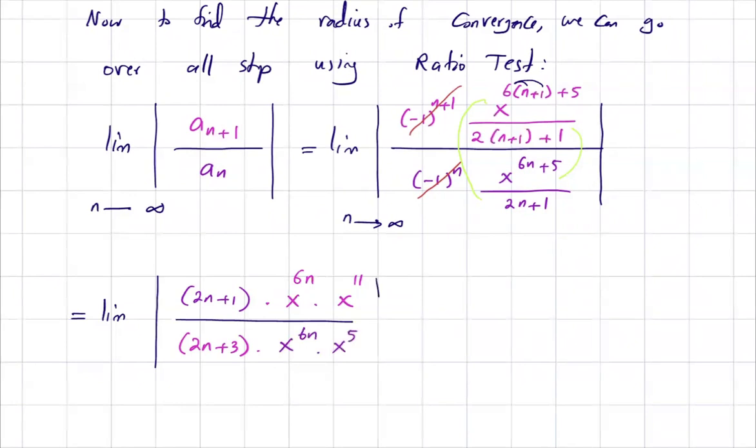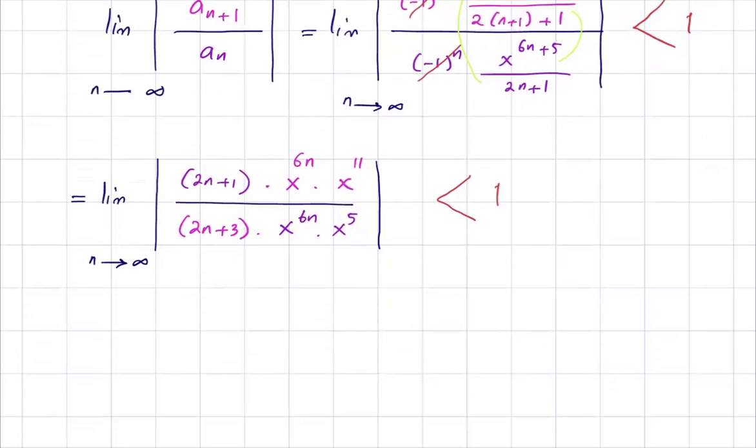Let's close up the absolute value and find the limit as n goes to infinity. And this limit, as you remember, must be less than 1. So this guy must be less than 1. Okay. So this limit is the limit of the absolute value of 2n plus 1 divided by 2n plus 3, when n goes to infinity, close up the absolute value.